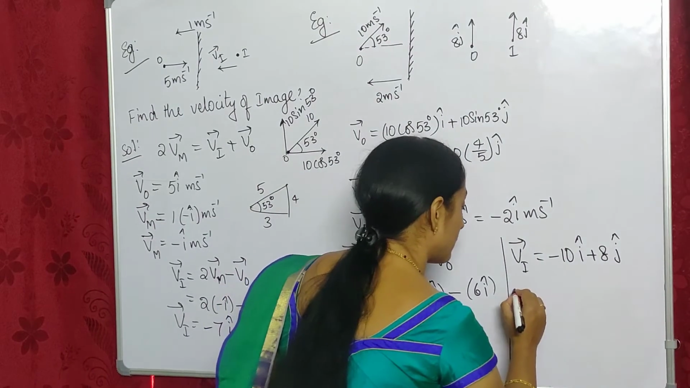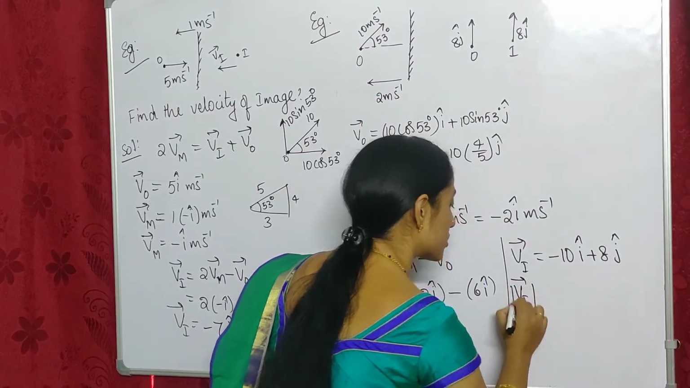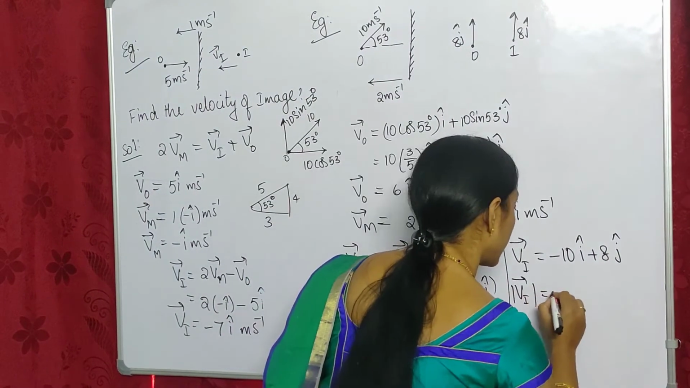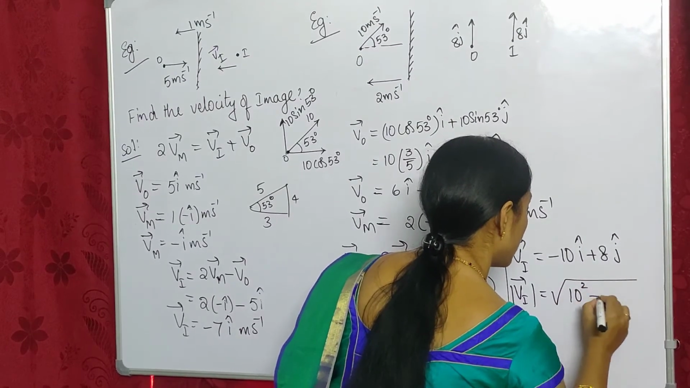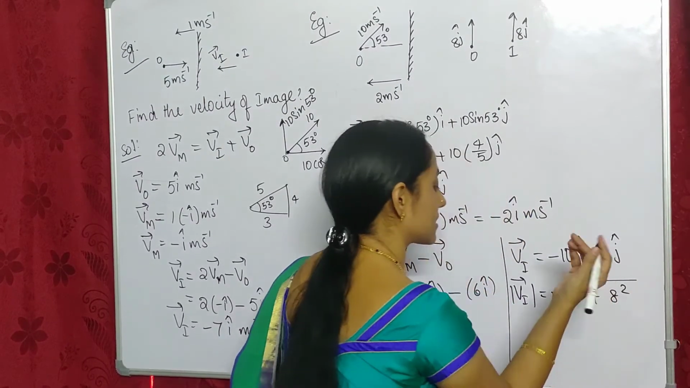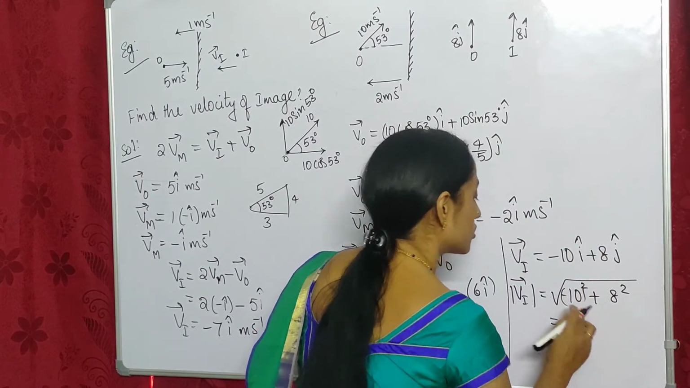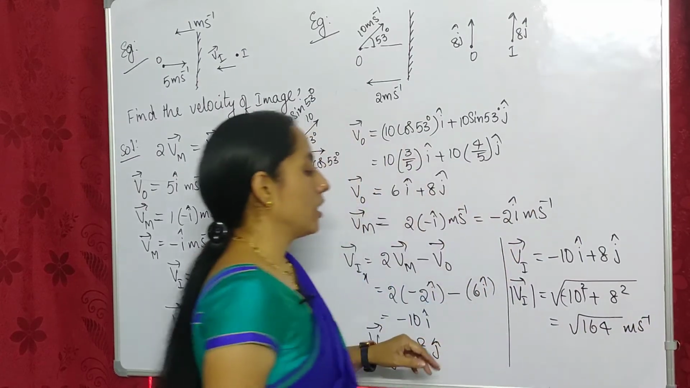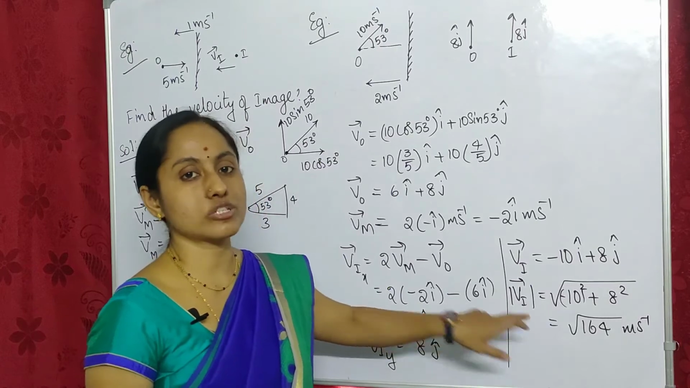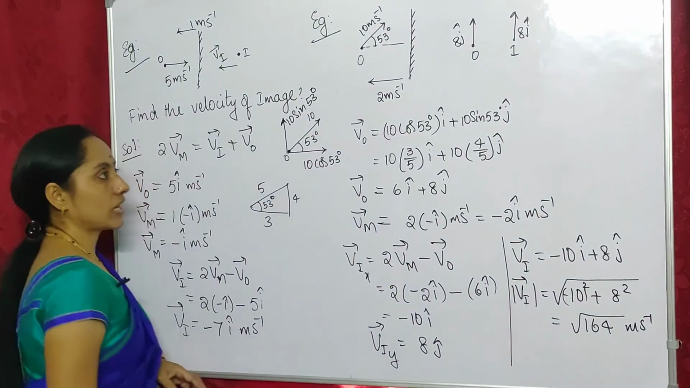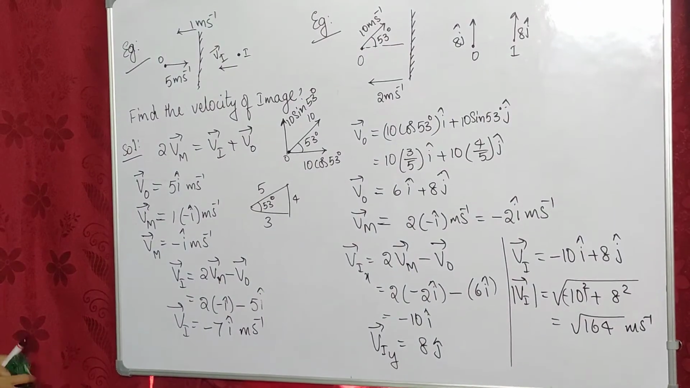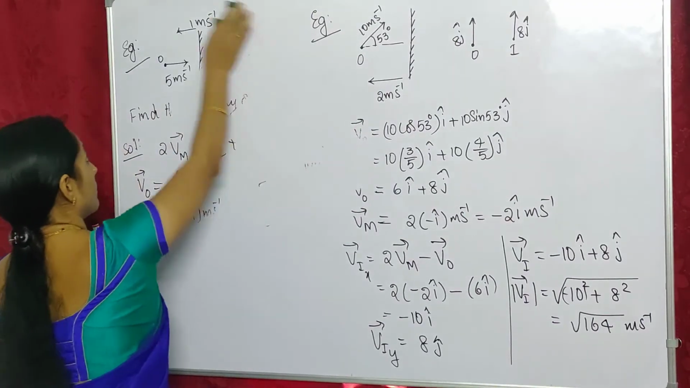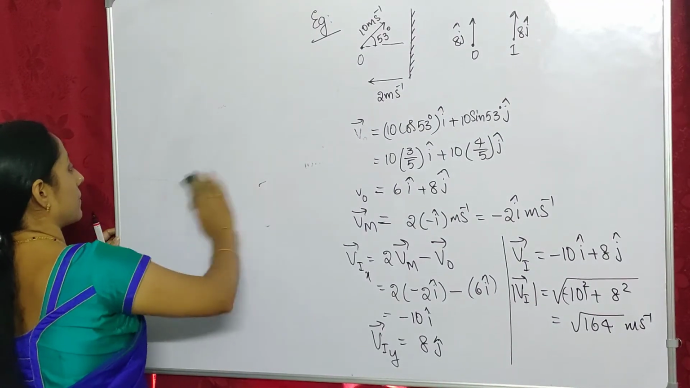If you want to find the magnitude, the modulus of vi bar, the magnitude of velocity of image, then we can write root over 10 square plus 8 square. Obviously it is minus 10, but anyway it goes into square. So 100 plus 64, the answer is root 164 meter per second. So this is how you can find the magnitude also if it is asked in the question. I hope you are able to follow all these questions. Let us do one small last problem where mirror and object both are moving by making an angle.